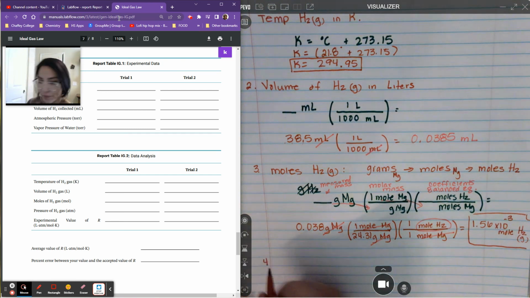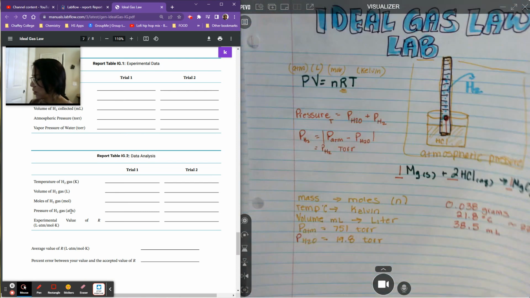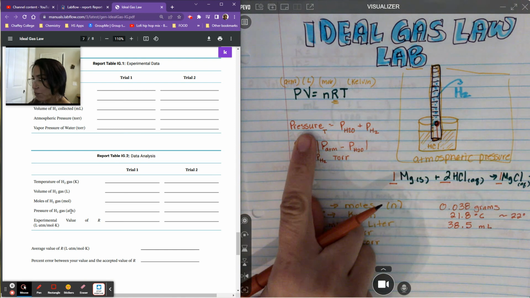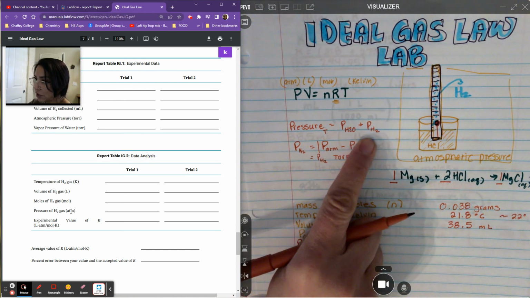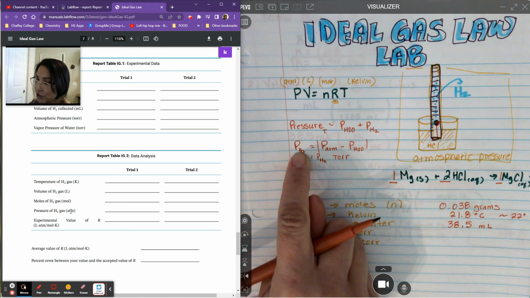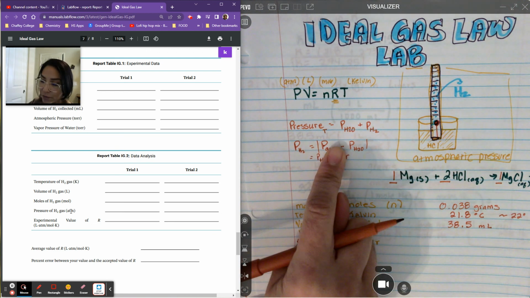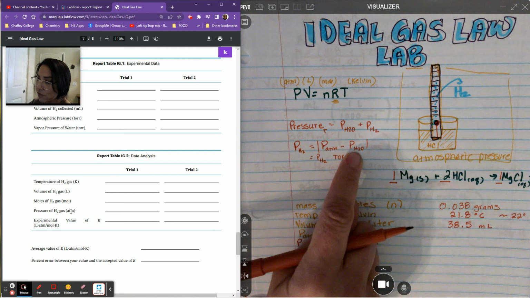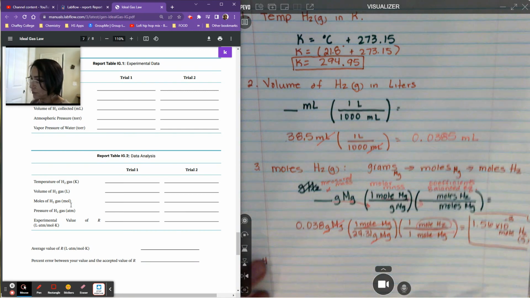The next step, pressure of hydrogen gas in atmospheres. If you guys recall, earlier we said that the total pressure is equal to the pressure of the hydrogen plus the pressure of the water. Therefore, the pressure of our hydrogen gas is going to be the total pressure of our atmosphere minus the pressure of our water. Let's go ahead and write all these little steps now.